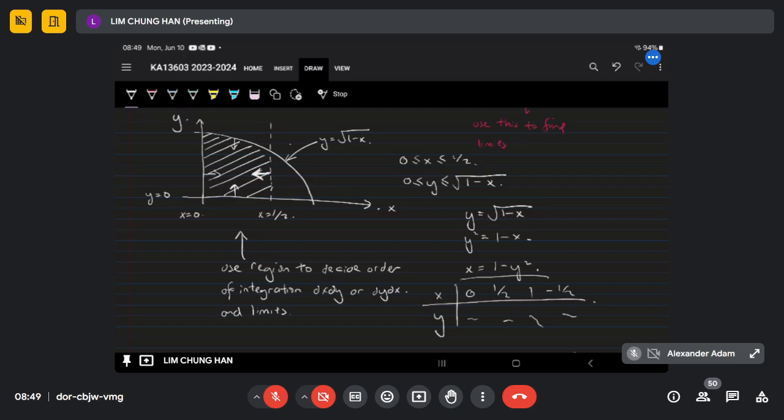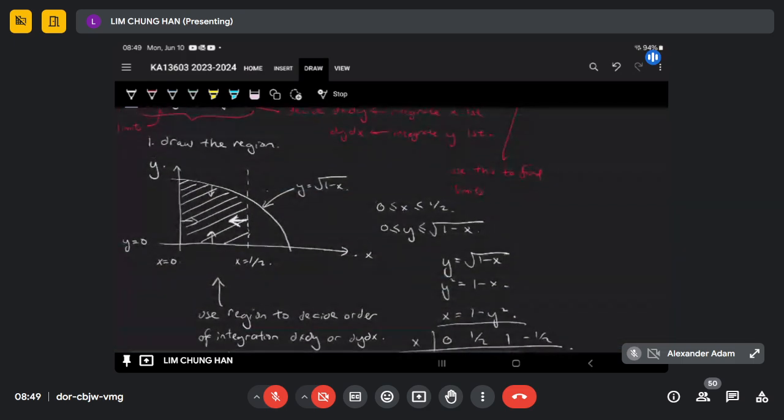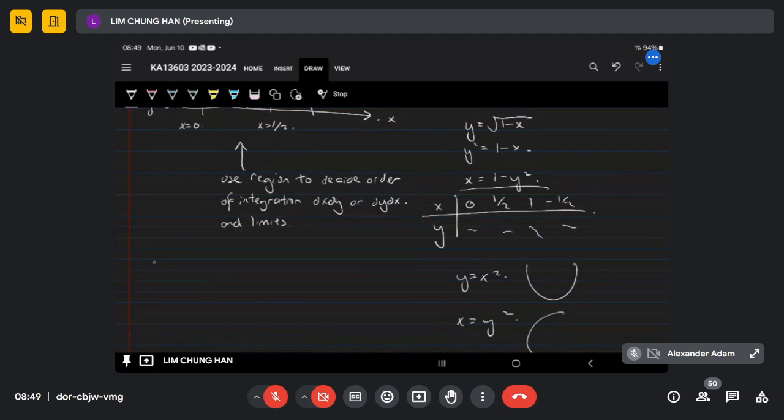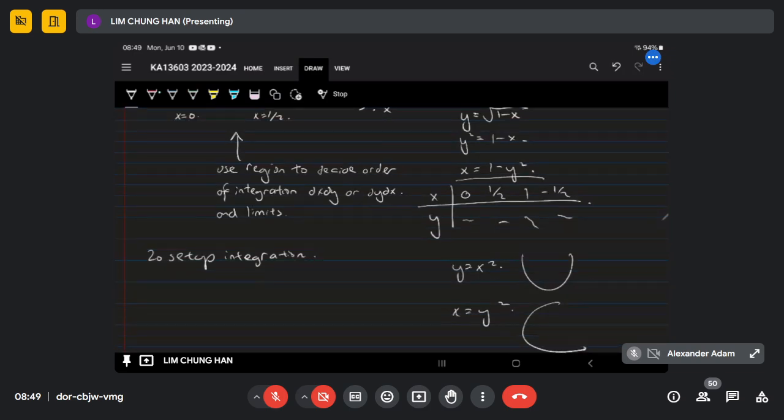Okay, so next we can set up our integration. Step 1, draw the region. Good, correct. Step 2, set up your integration. The first thing is, you need to decide the order of integration. Then you can find the limits. How do you decide now? There are two choices. You can either do dx first or do dy first.